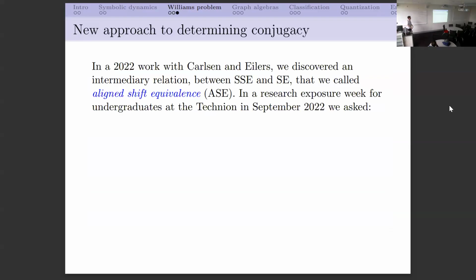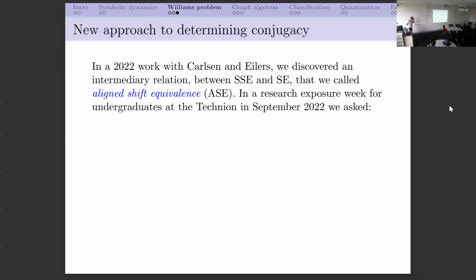Okay, so let's try a new approach. In 2022, together with Carlson and Eilers, I came up with the following. Well, not the following. I'm not going to tell you what it is right now. I'll tell you later in the talk. But we came up with some intermediary equivalence relation, something that's implied by strong shift equivalence and implies shift equivalence. We called it aligned shift equivalence.